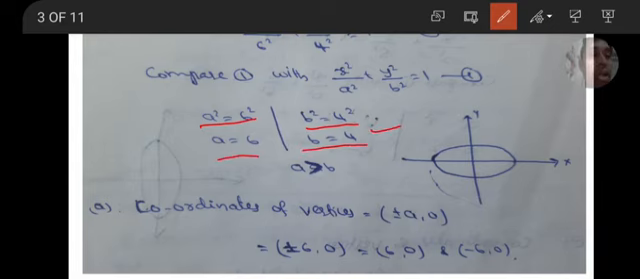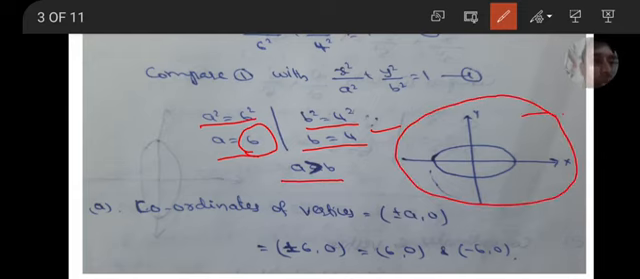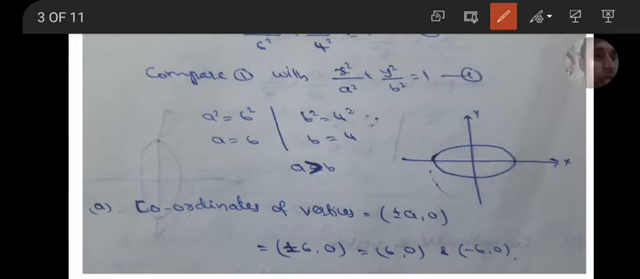Which value is greater? The a value. So a is greater than b, and the ellipse looks like this. If the a value is greater, the major axis is the x axis and the minor axis is the y axis. We have to remember this. So major axis is x axis, minor axis is y axis, according to the first standard form. So we have to recollect the formulas.